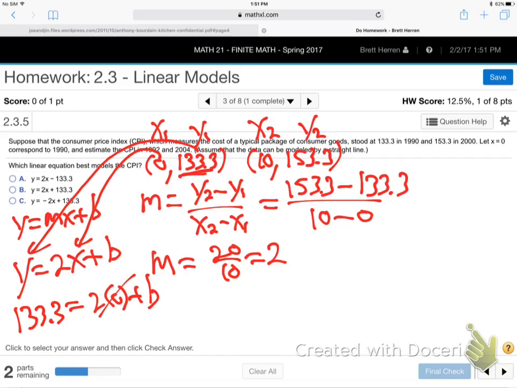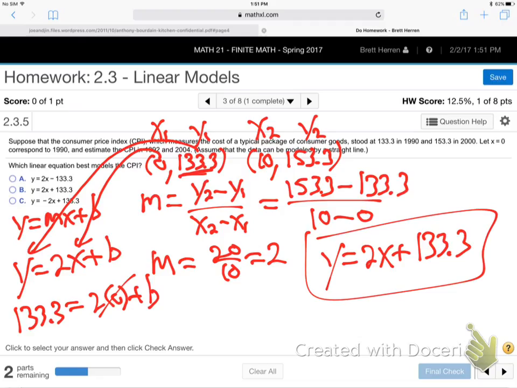So, does that make sense? Remember that? The first thing I did is the y2 minus y1 over x2 minus x1 to get the slope. Then, with mx plus b, we got the slope, and the way you find the b is you can just plug in the point. Boom, and then b is 133.3. So we got the equation. The equation is y equals 2x plus 133.3. That's the mx plus b. This is the m, and this is the b. We got the equation.